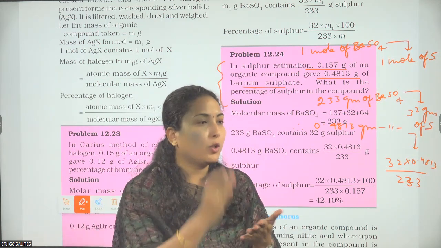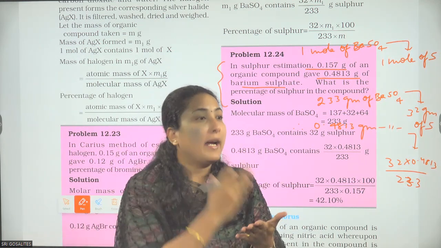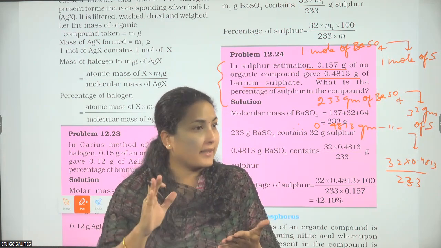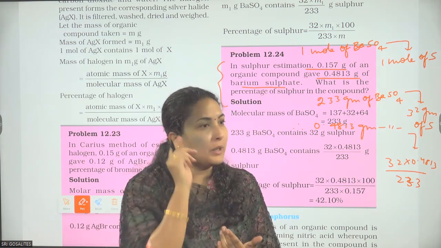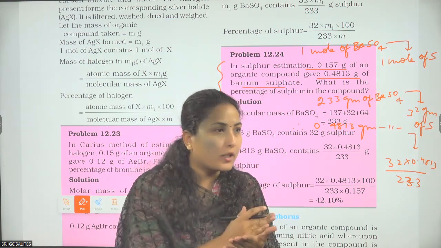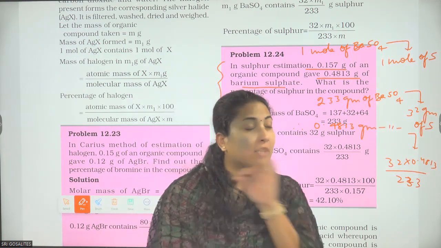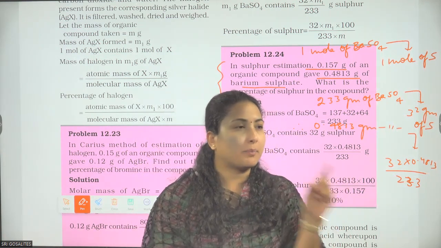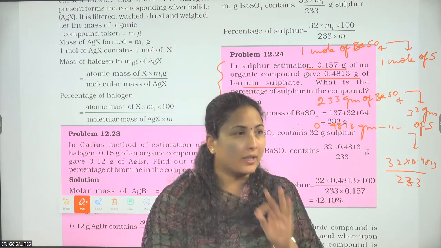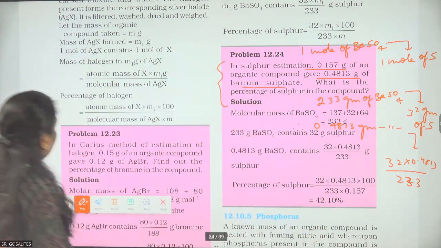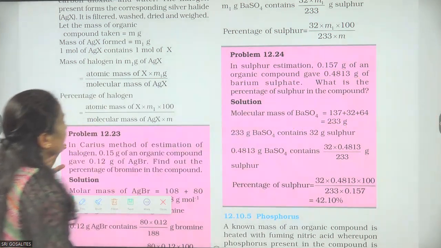Carbon got converted to CO2, hydrogen got converted to H2O, halogen is getting converted into AgX. That X could be chlorine, bromine or iodine. Sulfur got converted into the form of BaSO4. That's the only thing you have to remember, and just apply the mole analysis and it will be like a cakewalk. Okay. Now, let us go further.